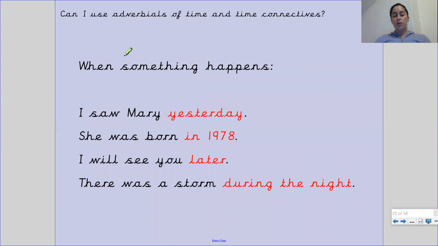So here are some examples of adverbials of time that tell us when something is happening. I saw Mary yesterday tells me when I saw Mary. She was born in 1978, which also tells us when. I will see you later. Later tells us when I will see you. There was a storm during the night. During the night also tells us when the storm happened. So these are some examples of adverbials of time that tell us when something is happening.